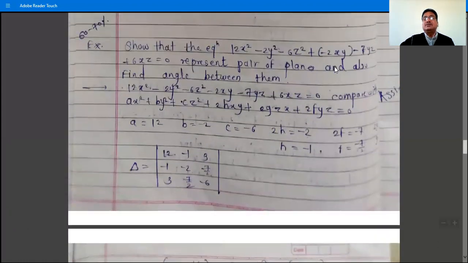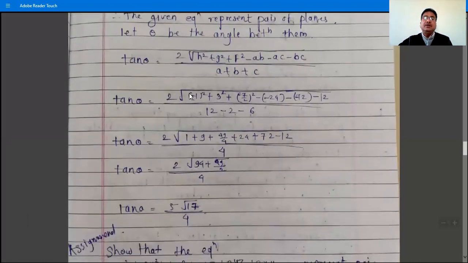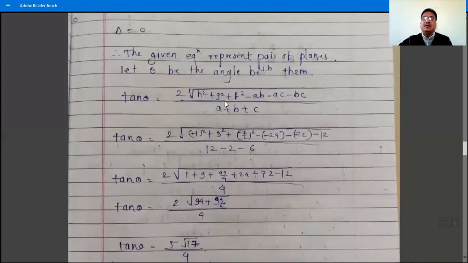The next question is what? Also find the angle between them. Suppose that theta is the angle between the pair of planes. Then tan theta is equal to 2 root of h square plus g square plus f square minus ab minus ac minus bc divided by a plus b plus c. So substitute the values: h is minus 1, g is 3, f is minus 7 by 2, then ab, ac, bc, write the values, and a plus b plus c.